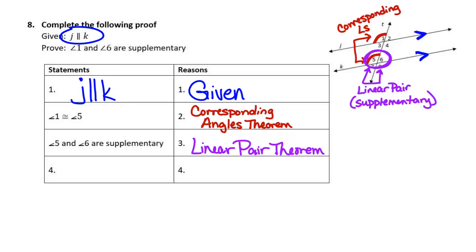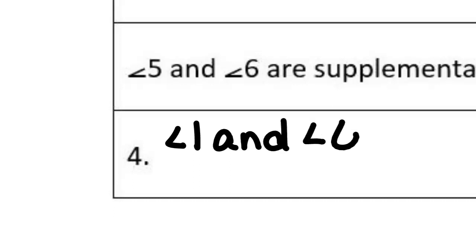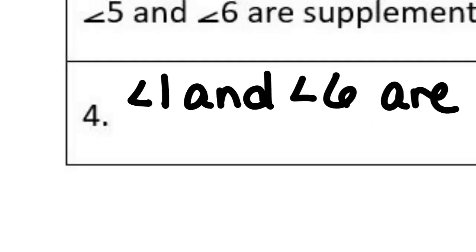All right, so I know that angle 1 and angle 5 are the same size. I know that angle 5 and angle 6 add up to 180. They're supplementary. I'm supposed to prove that angle 1 and angle 6 are supplementary. So since that's what I'm supposed to prove, that's going to be my last statement. Angle 1 and angle 6 are supplementary.